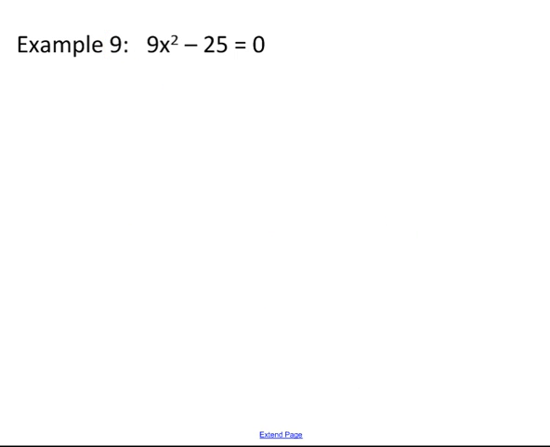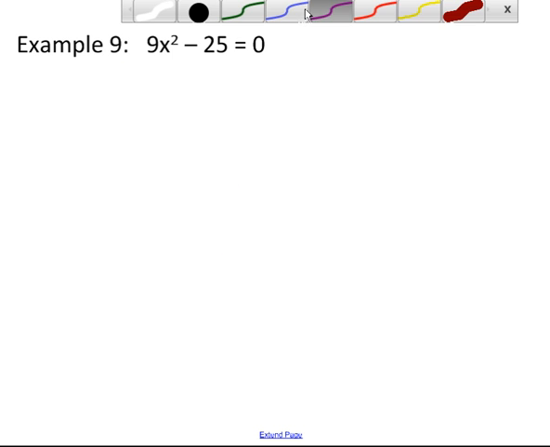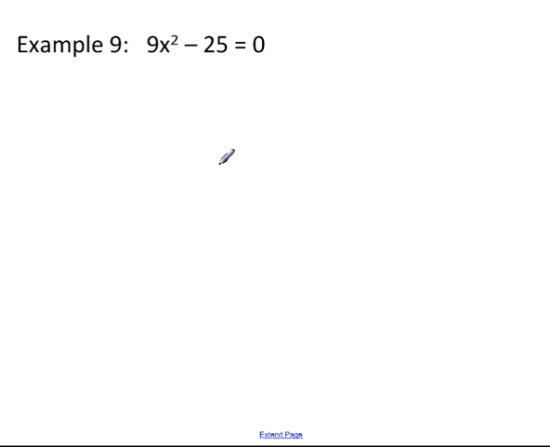Next. Example number 9. I really encourage you guys to give this a try on your own, this number 9 and number 10. Hit pause, give those a try, see where you get. I'm going to work them out anyway just to make sure you can see how to do it, but give it a try, see how you do.